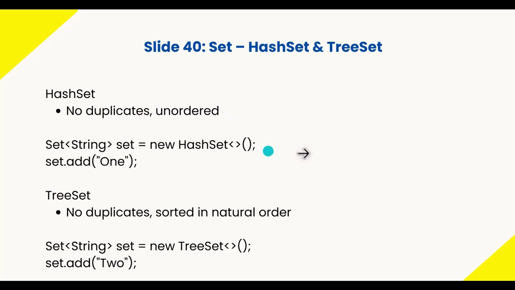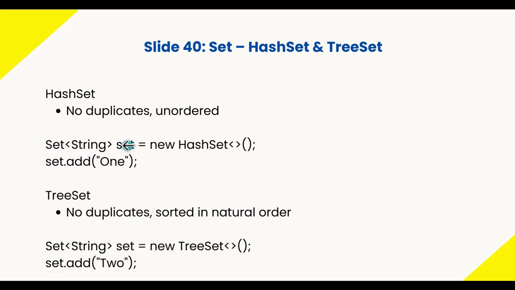Sets have no duplicates and are unordered. Set is the interface having classes like HashSet and TreeSet. We know that HashSet is a class in which no duplicates are allowed, and it is unordered. Means in the HashSet, the elements are stored in an unordered way. So here is the syntax for the set.